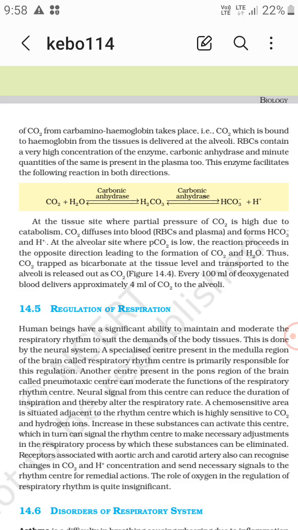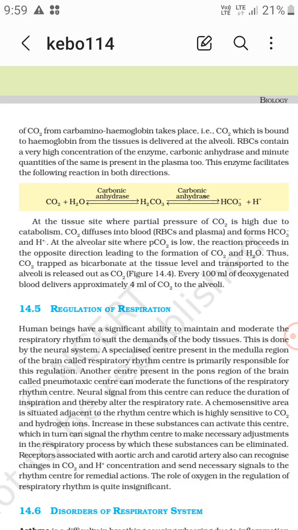At the alveolar site, where PCO2 is low, the reaction proceeds in the opposite direction, leading to the formation of CO2 and H2O. That is, towards the left side of the reaction we were talking about. So the CO2 is trapped as bicarbonate at the tissue level, transported to the alveoli and released out as CO2.